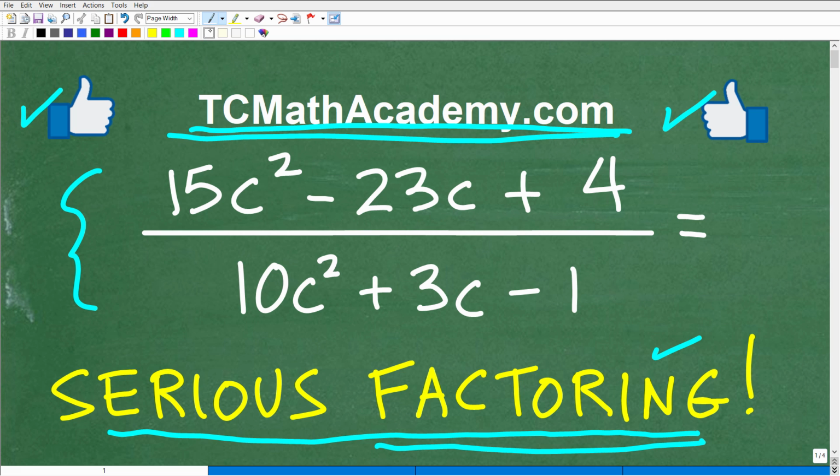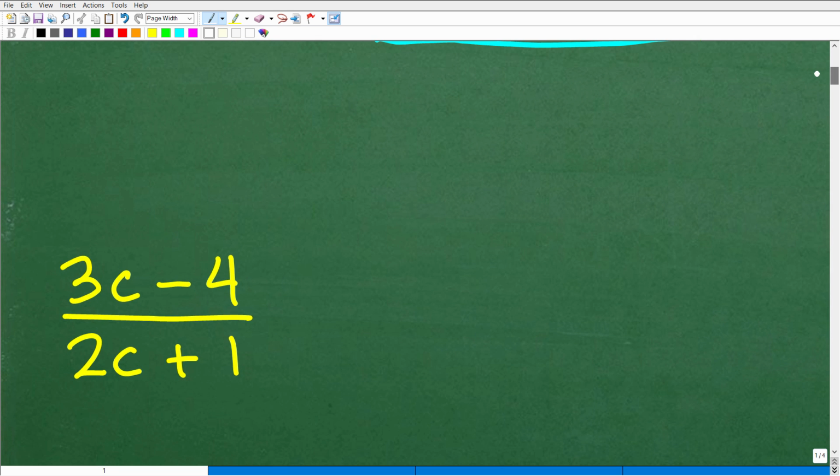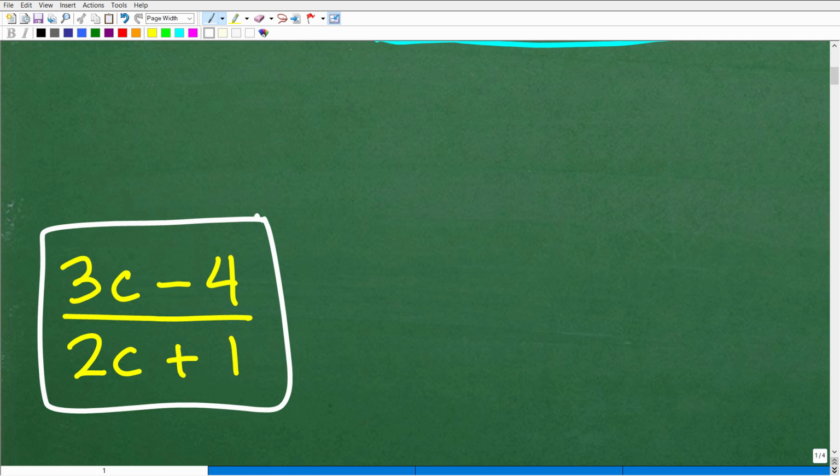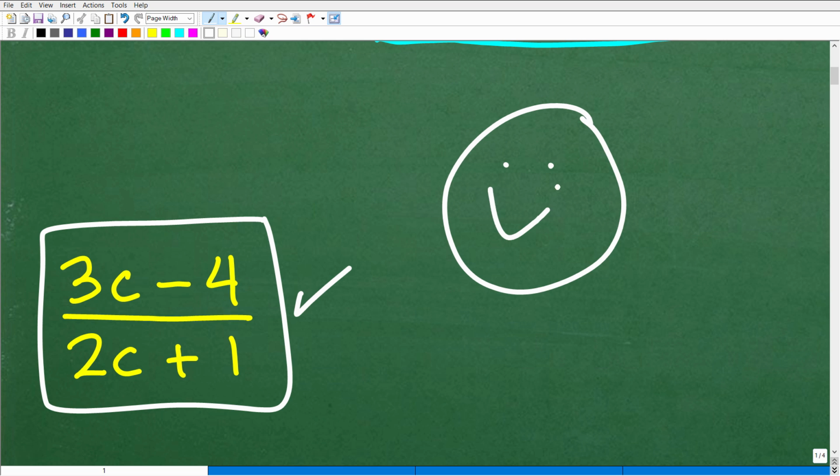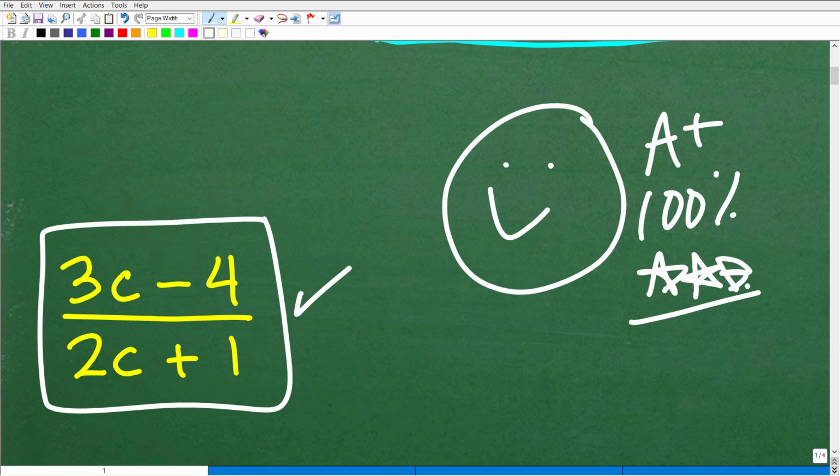Okay, so let's take a look at the answer. We want to simplify this rational expression. If you did this correctly, you would have gotten 3c minus 4 over 2c plus 1. That is the answer. So how'd you do? Hopefully you got this right. If that's the case, that's very good. I'm going to give you an A plus, a 100%, and multiple stars so you can tell your friends and family that indeed you know how to factor and simplify rational expressions.